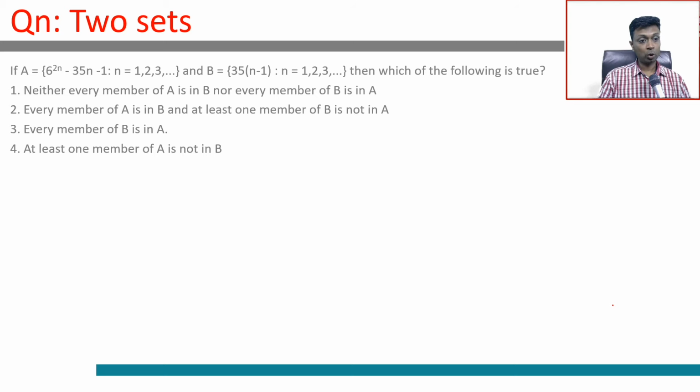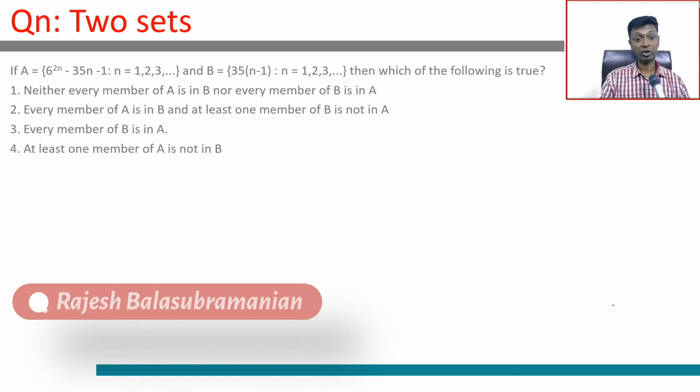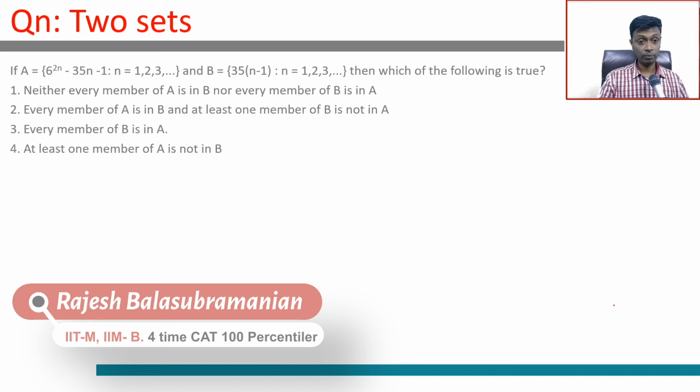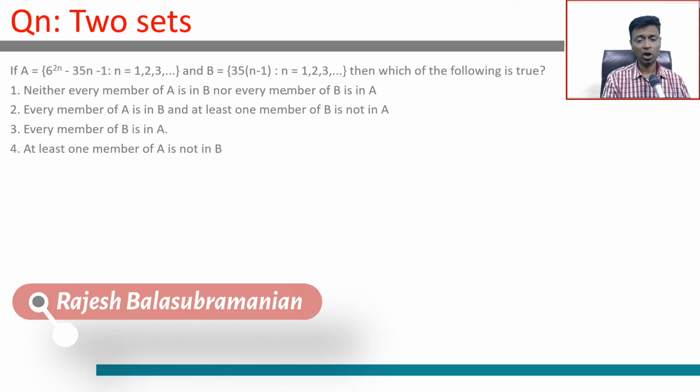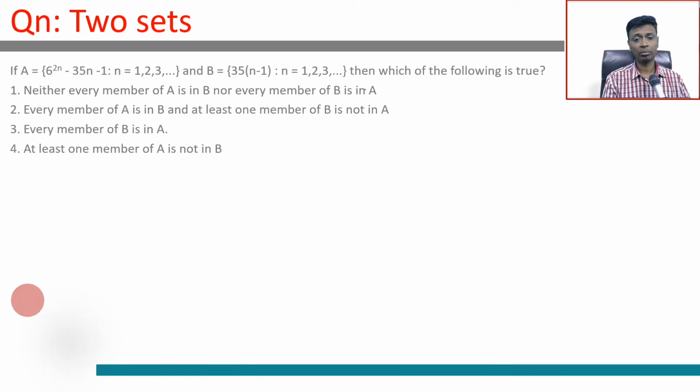A is 6 power 2n minus 35n minus 1, n equal to 1, 2, 3, and B is 35 times n minus 1, n is 1, 2, 3. And which of the following is true? Neither every element of A is in B, nor every member of B is in A. Every member of A is in B, and at least one member of B is not in A. Every member of B is in A. B is a subset of A. At least one member of A is not in B. Whereas A is not a subset of B. Right? This says A is a subset of B.